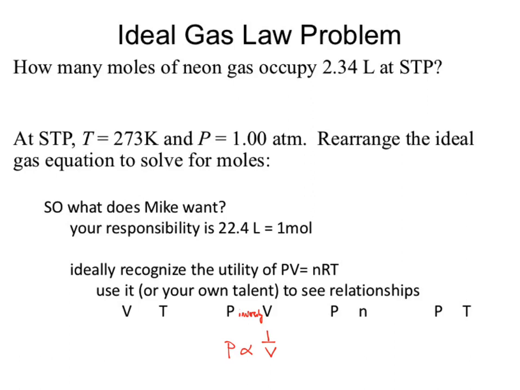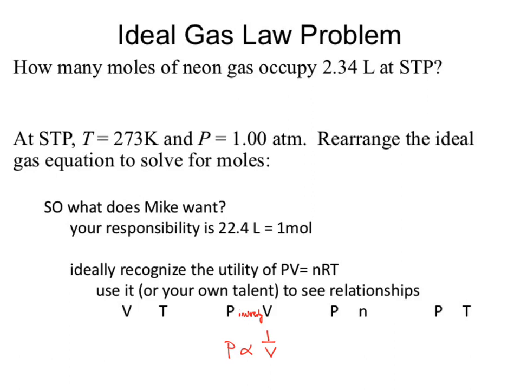For those of you that have trouble with that, I don't blame you, I did too. This is why we have calculators. 1 over 1 gets me 1. How about 1 over a smaller volume? What's smaller than 1? 0.1. What would the pressure become? You're like, oh, I have to do that in my head.